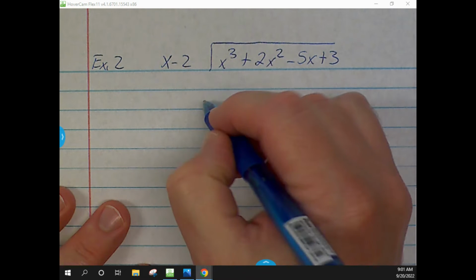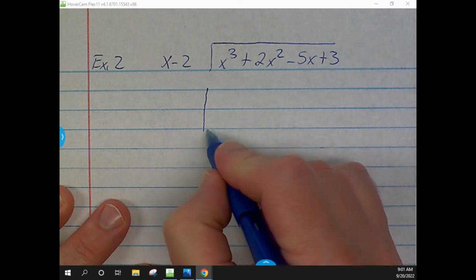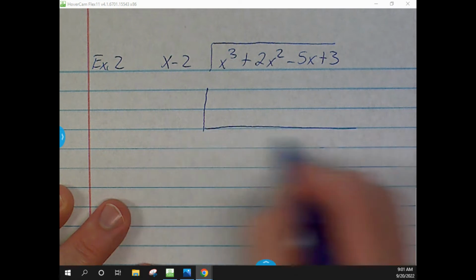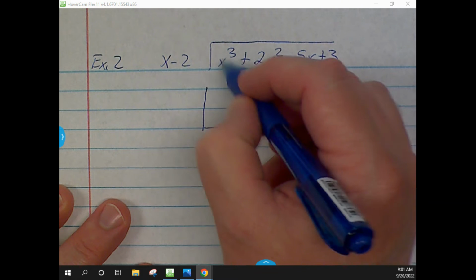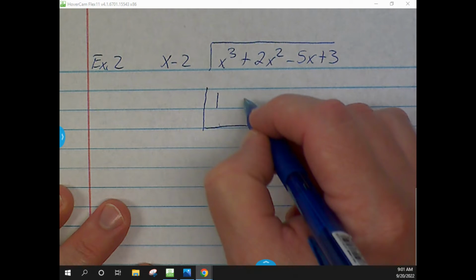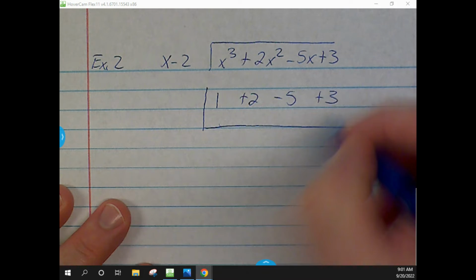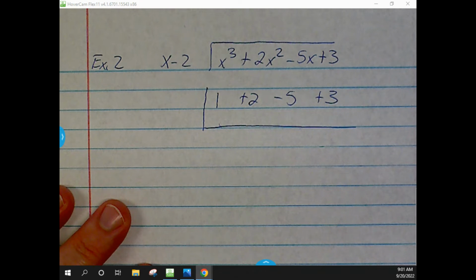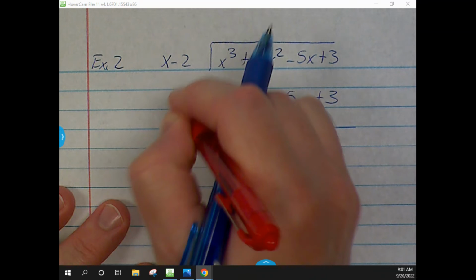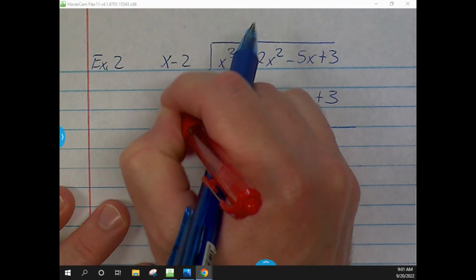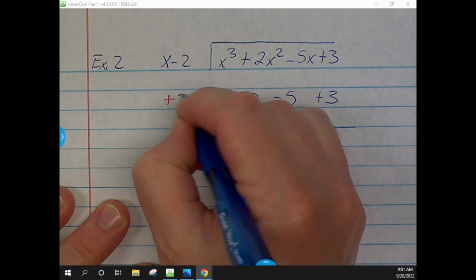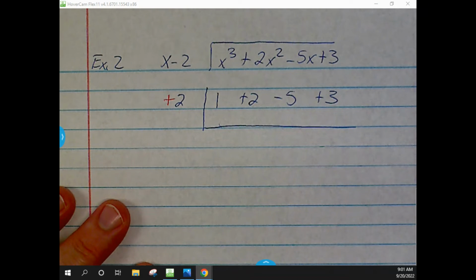Okay, so same thing. Just flip the division bar upside down and leave extra room because this is where you're going to show your work. It's 1x to the third, a plus 2, a minus 5, and a plus 3. Okay, and with the x minus 2, again, the one thing you want to do is change this minus sign to a plus. So it's a positive 2.